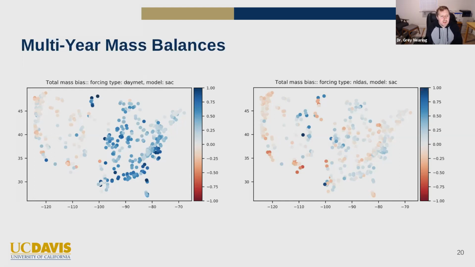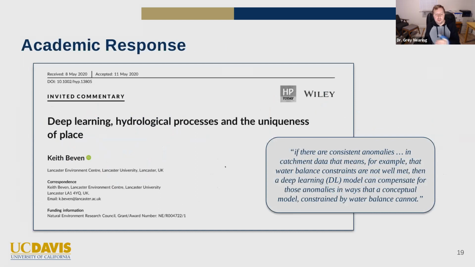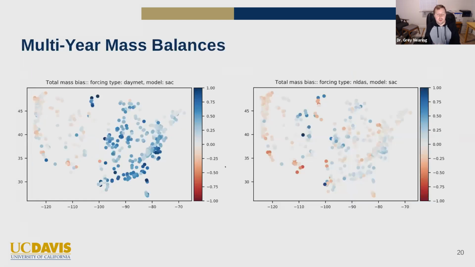What we can see is that in the Daymet data, one of the precipitation products, there seem to be strong overestimation biases in the eastern half of the United States, and that's not true for NLDAS, another precipitation product that doesn't have this particular geographical bias. So we have an experiment to test Keith's hypothesis, which is that one of the reasons machine learning does well is that it's able to learn systematic errors in the data.